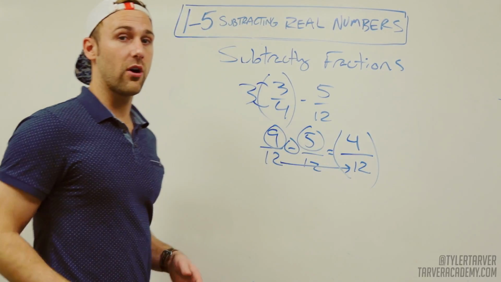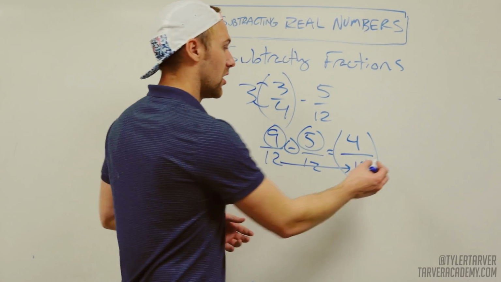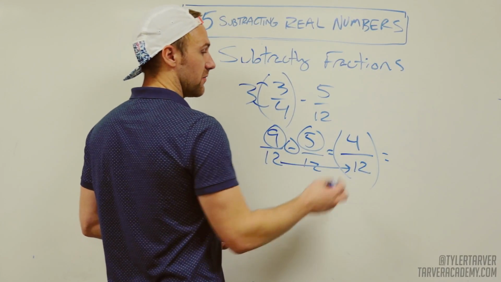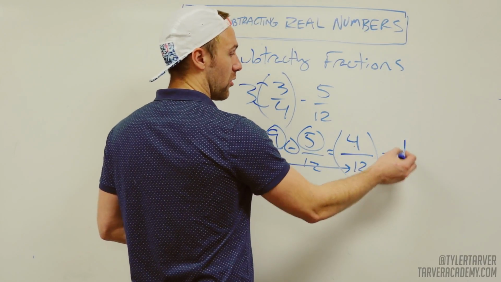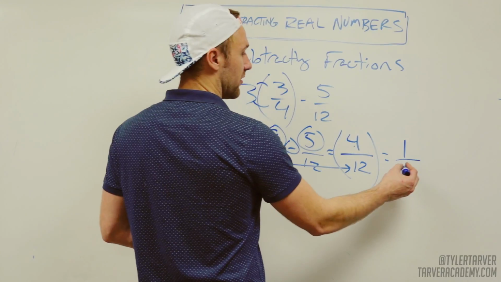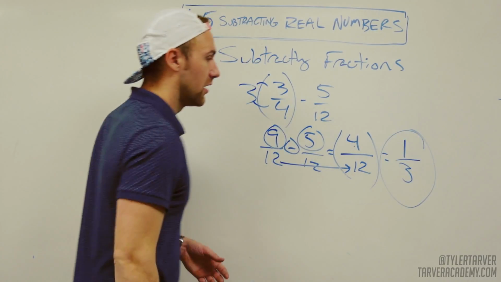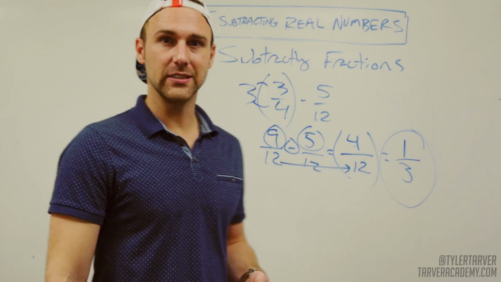Now, can we simplify 4 over 12? Yes. What goes into both of these? 4. How many times is 4 going into 4? 1 time. How many times is 4 going into 12? 3 times. You just subtracted fractions, my friends.